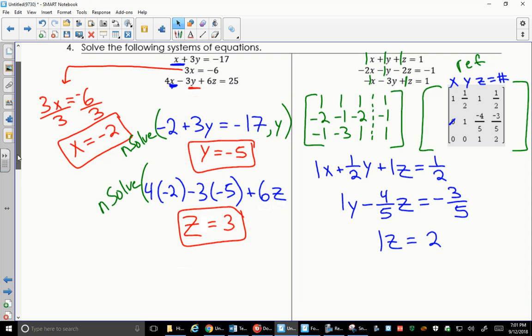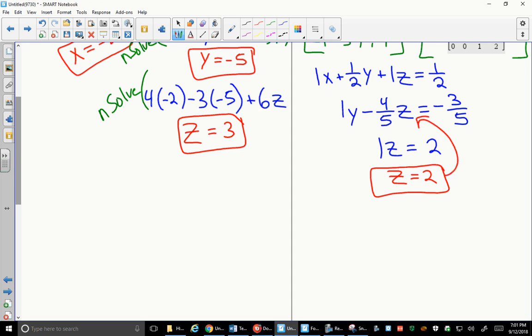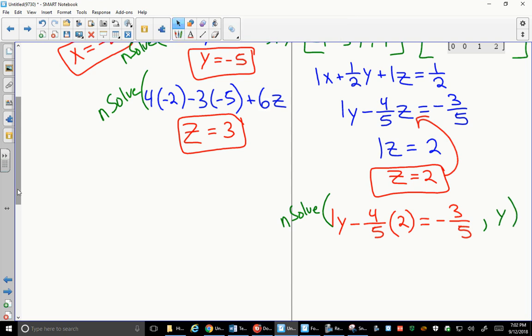All right, so really, now we're ready to work with these equations. And the first one, that's nice and easy, is z equals 2. Really, that's what we could just write right there. Okay, so we're going to go and substitute that there. So we're going to get 1y minus 4/5 times 2 equals -3/5. All right. Make it easy peasy with NSOLVE to finish that off. And let's go get our y value. So what is y equal right now?